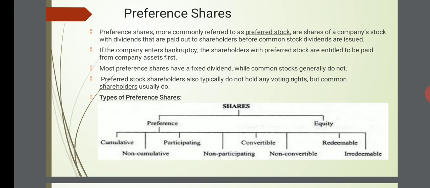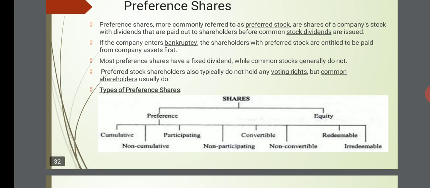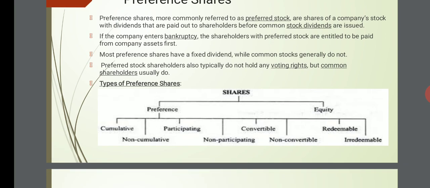So they get a share of equity earnings also. They are participating as shareholders in the final earnings as well. Then non-participating: most of the preference shares are non-participating, and they get their fixed preference dividend. They don't have any part in the equity earnings of the company.